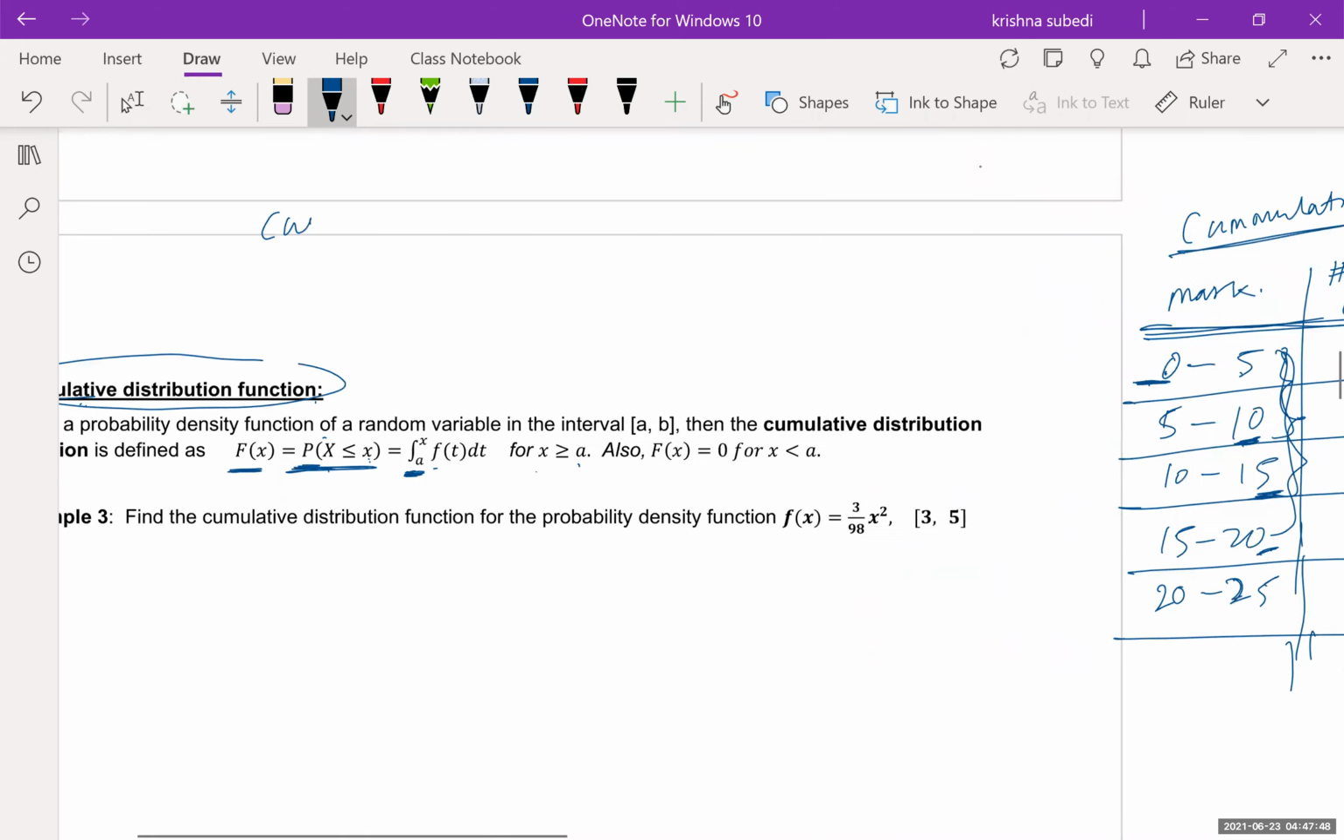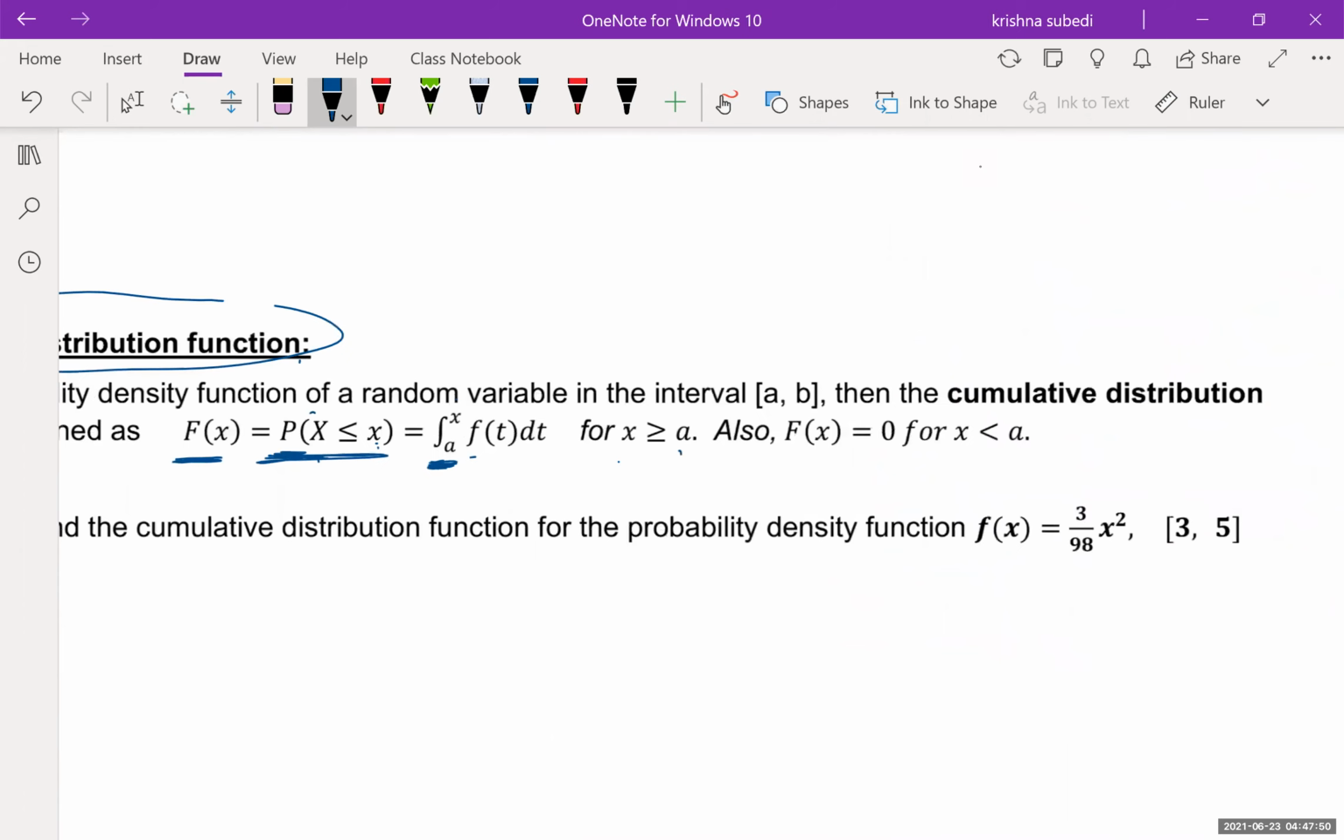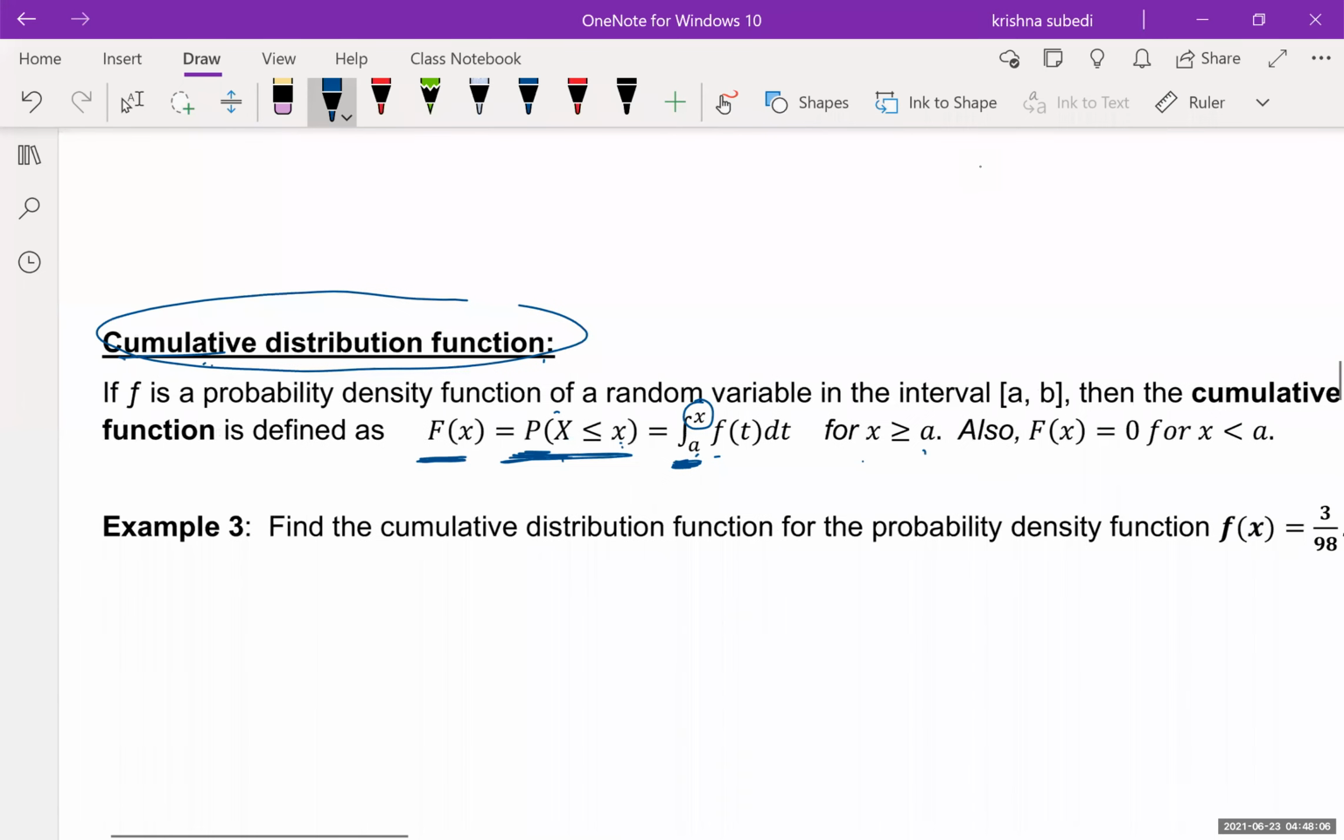So in the formula here, you see that the lower limit is fixed, constant, and the upper limit is x, which varies depending on how big the data is, how many items you want to consider. Okay, now we have the formula. Let's look at example 3.